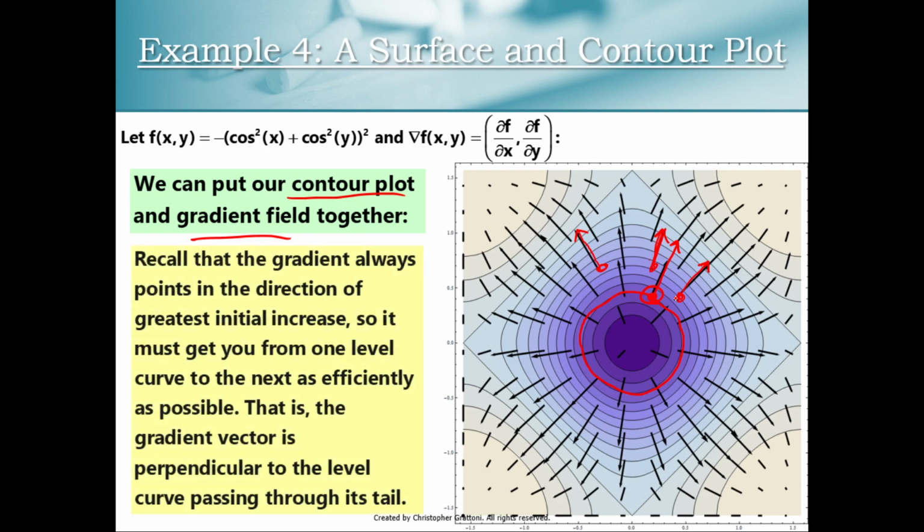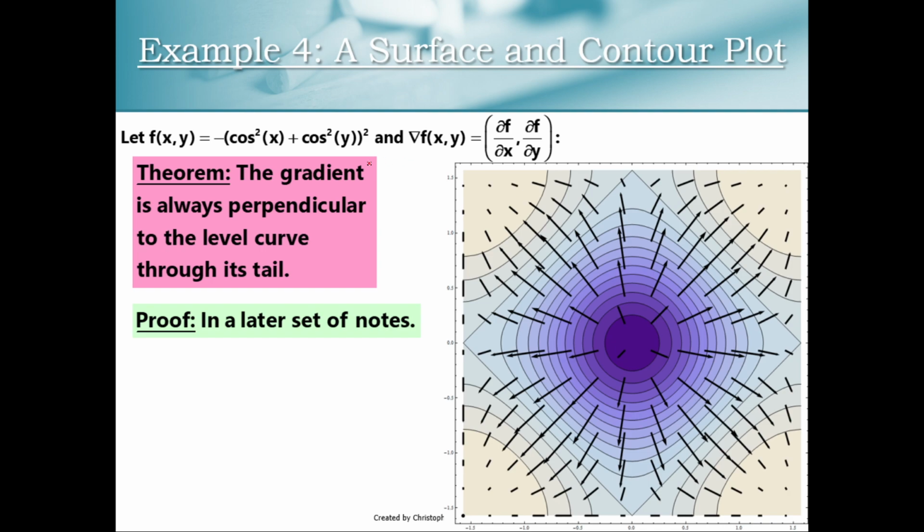But again, the concept is that the gradient points in the direction of greatest initial increase on our surface, and a level curve doesn't have any increase at all, any change in altitude. So if we want to go uphill as quickly as possible, we need to walk perpendicular to that level curve. Our theorem is that the gradient is always perpendicular to the level curve passing through its tail. I'm going to prove that in a later video. We haven't learned the chain rule yet, so we can't prove it in this video, but pretty soon I will be able to.